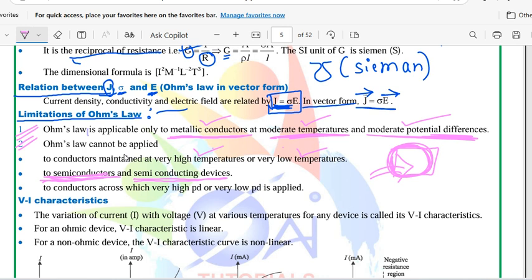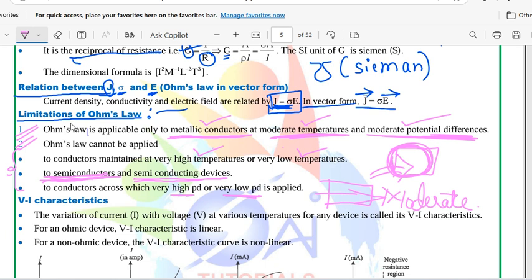Okay, next is conductors across which a very high potential difference or very low potential difference is applied. Ohm's law can't be applied to conductors across which there is a very high or very low potential difference, but the potential difference should be moderate. Okay, these are some limitations of Ohm's law.